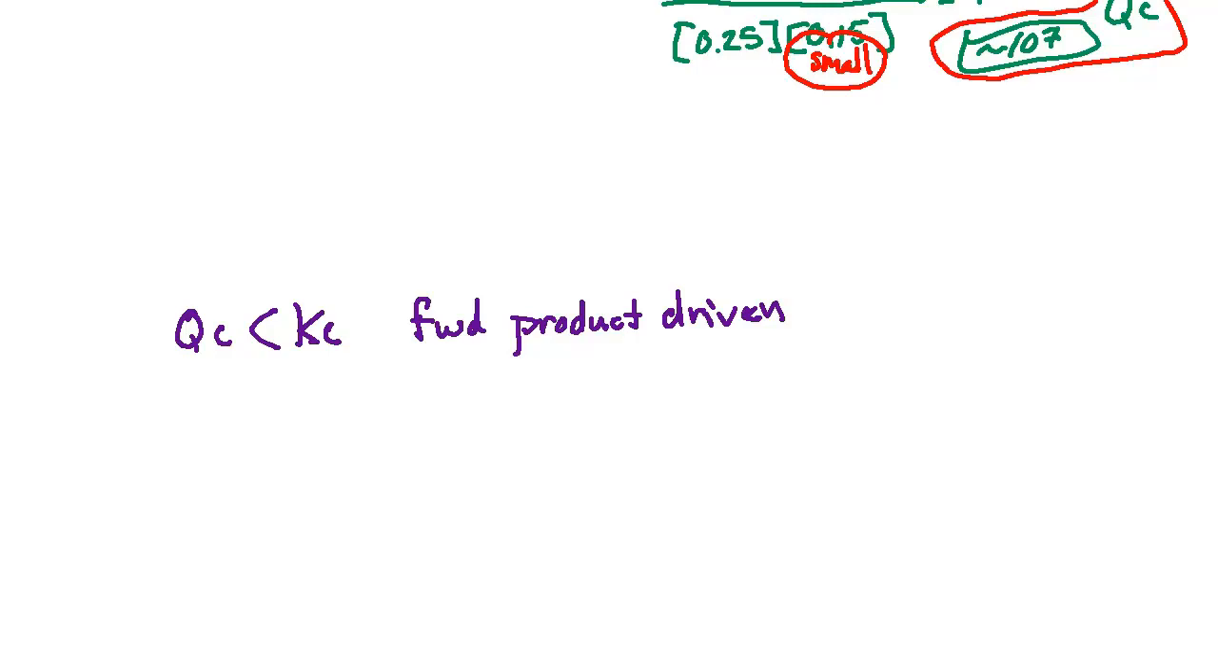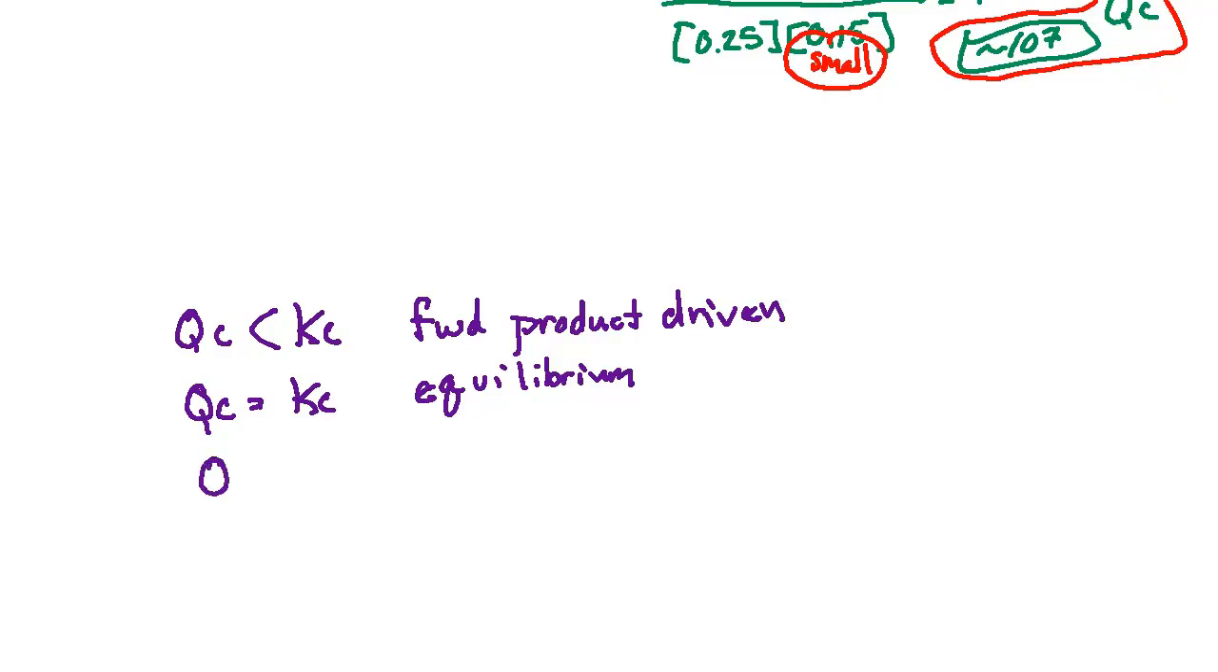Now, the next thing we could say is, what if Qc is equal to Kc? Well, in a case like that, we are at the equilibrium. And if we're at the equilibrium, we don't need to worry about which way the reaction is going to move, backwards or forwards, because it already has that dynamic established.